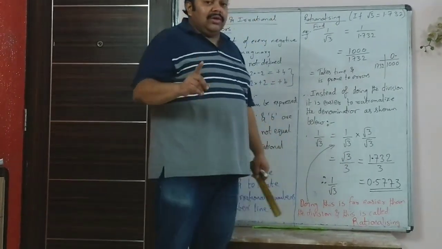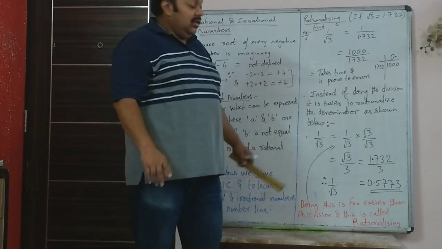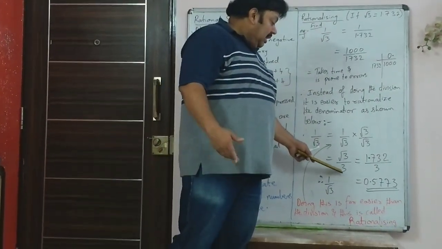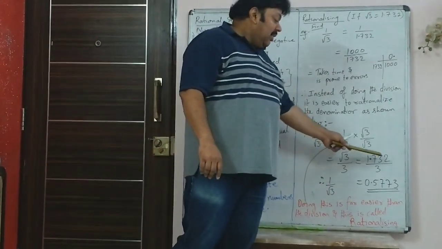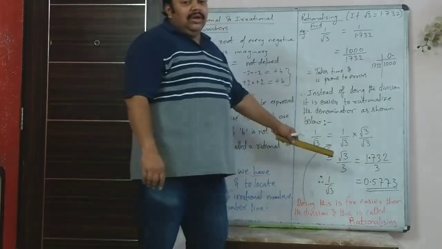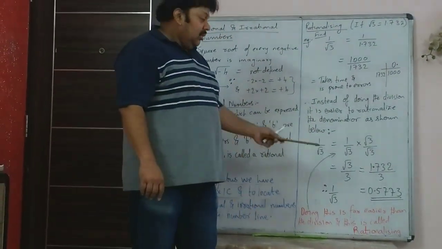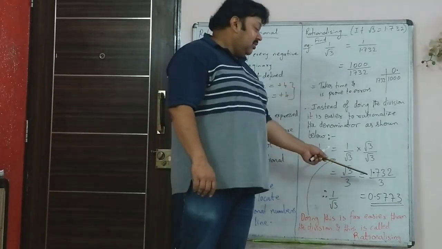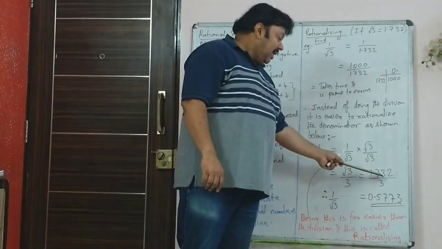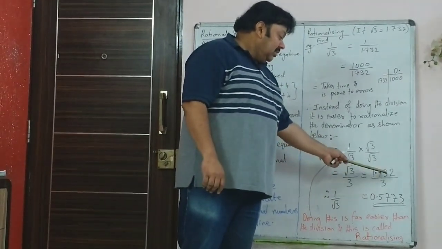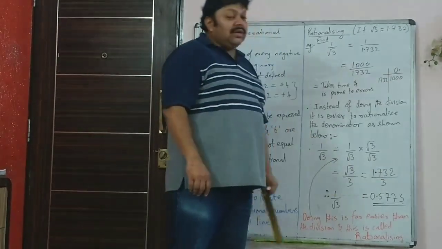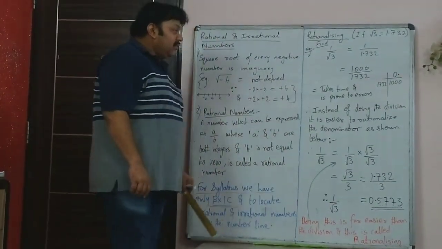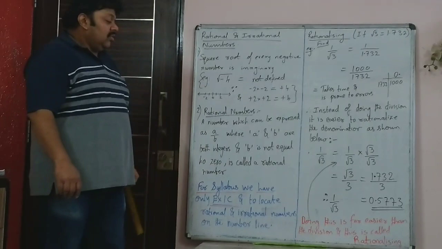So now the denominator is not a root, it is a real number. So it is 1.732 upon 3. Now that division is very simple. You can directly do the division even orally. 0.5, 7, 7 and 3. That would be the answer for 1 by root 3.